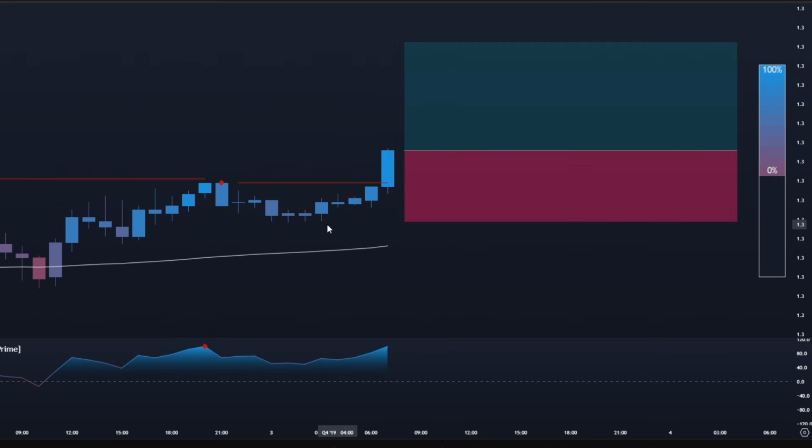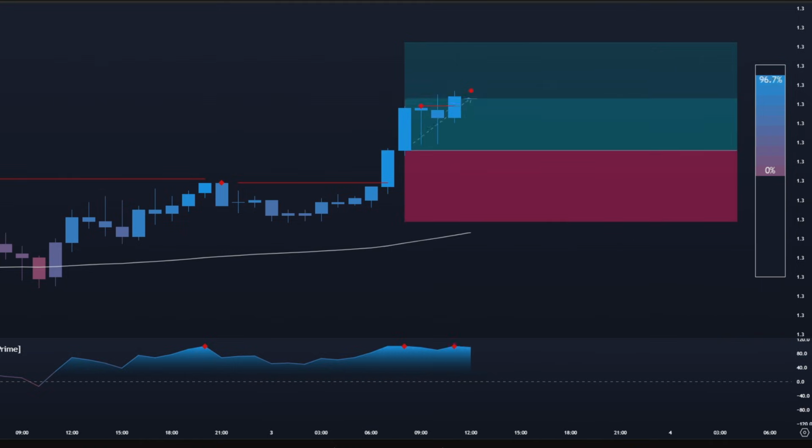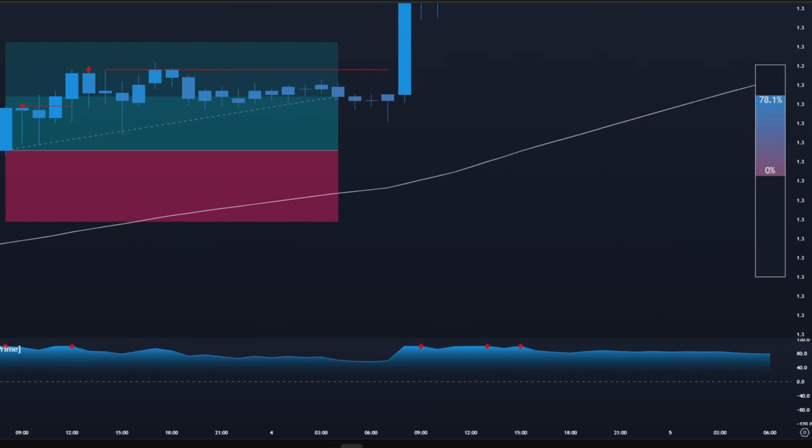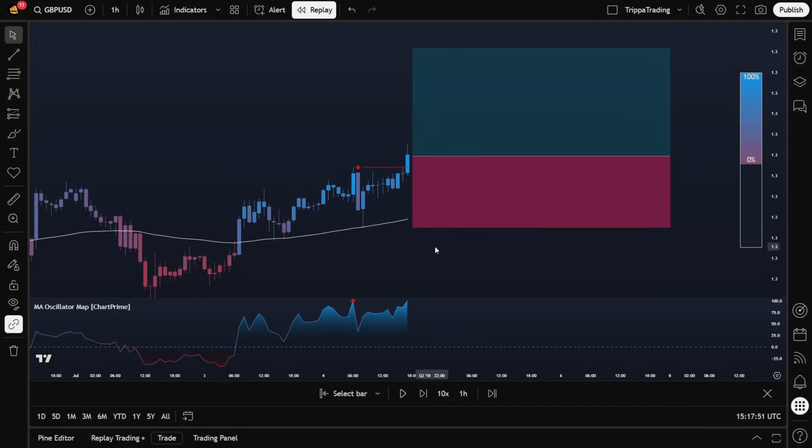Stop loss goes under the most recent swing low or just under the white trend ribbon, whichever makes more sense on your chart. Take profit is set at 1.5 times our risk. As the trade plays out, price continues higher and hits the target cleanly. Let's go through one more buy example.